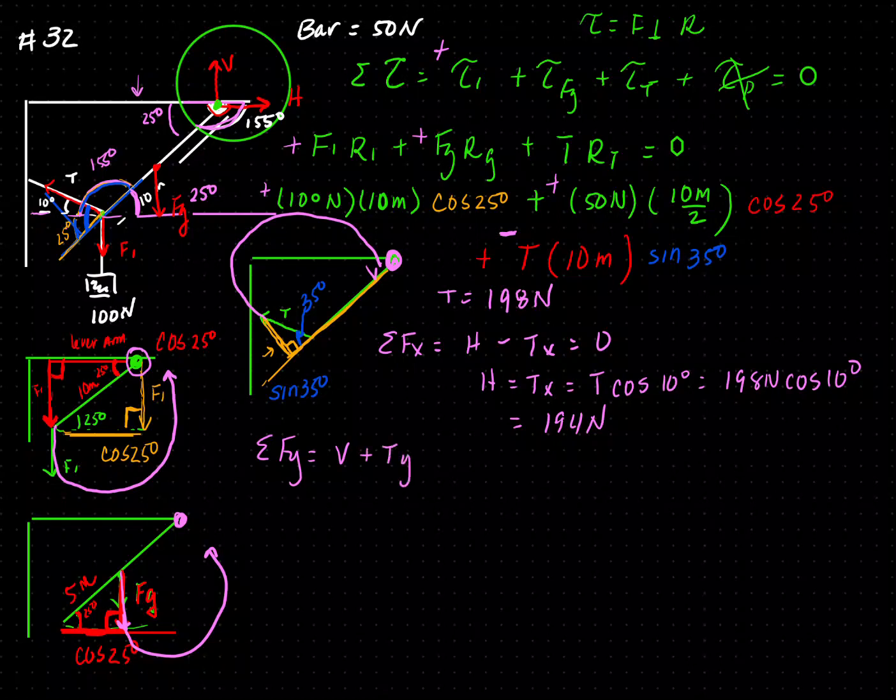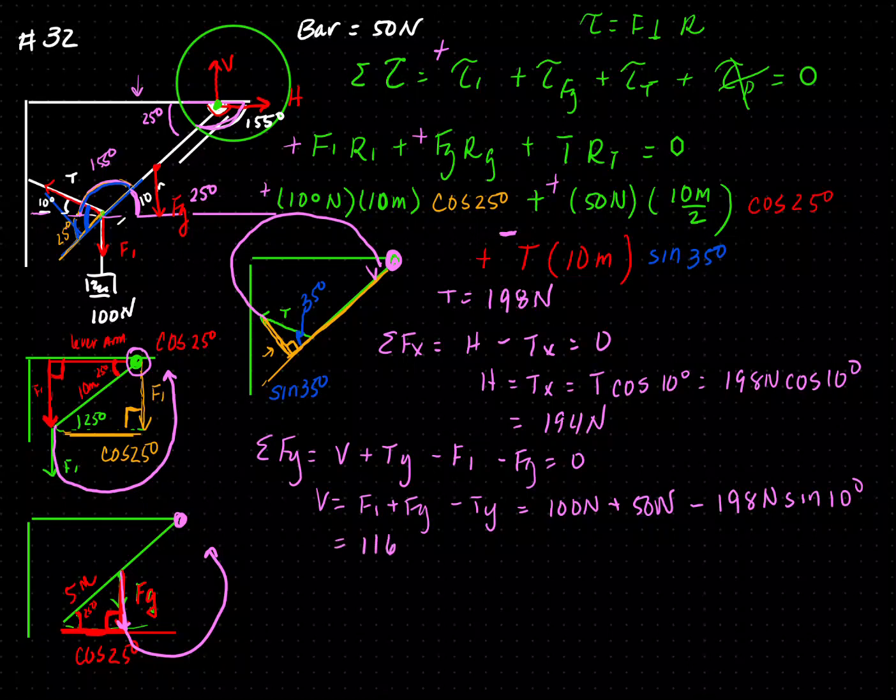My sum of Fy is going to equal, we have V going up, we have tension Y going up, we have F1 going down, minus Fg, which is going down. That is equal to 0. So V is equal to F1 plus Fg minus Ty. F1 is 100 newtons plus Fg, which is 50 newtons, minus 198 newtons sine 10, which equals 116 newtons.